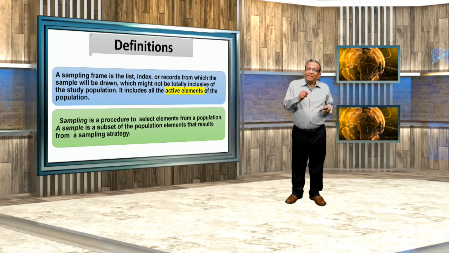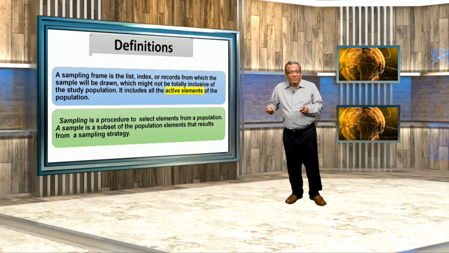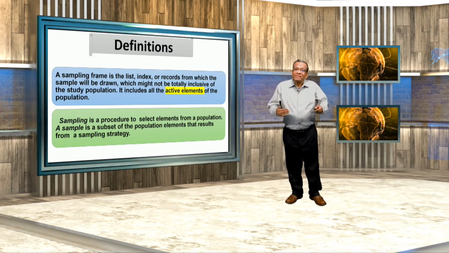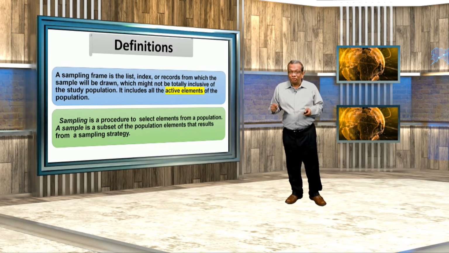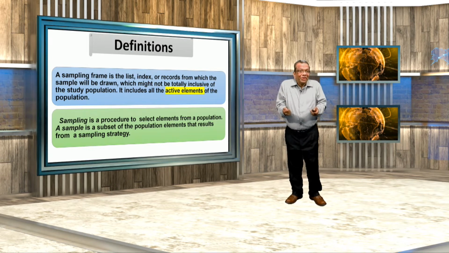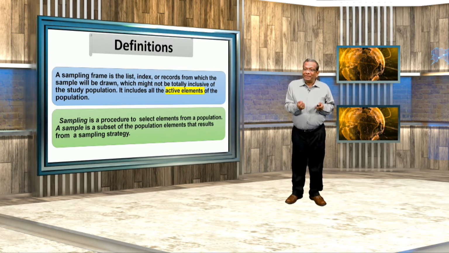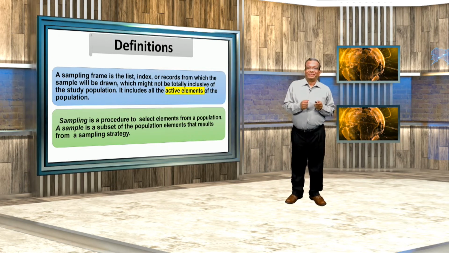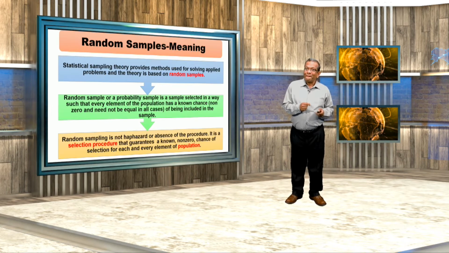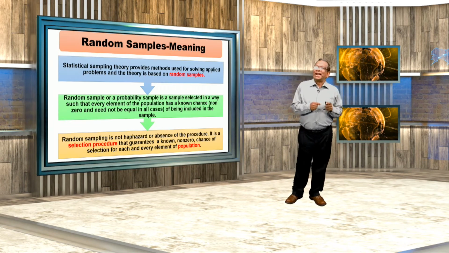Sampling is a process to select elements from a population. A sample is a subset of population elements that results from a sampling strategy. Therefore, you have to use the sampling strategy in order to get the required sample. What is the sampling strategy that you will be following? You will be following probability as well as non-probability strategies to get the required samples. Now, the first thing is random samples.